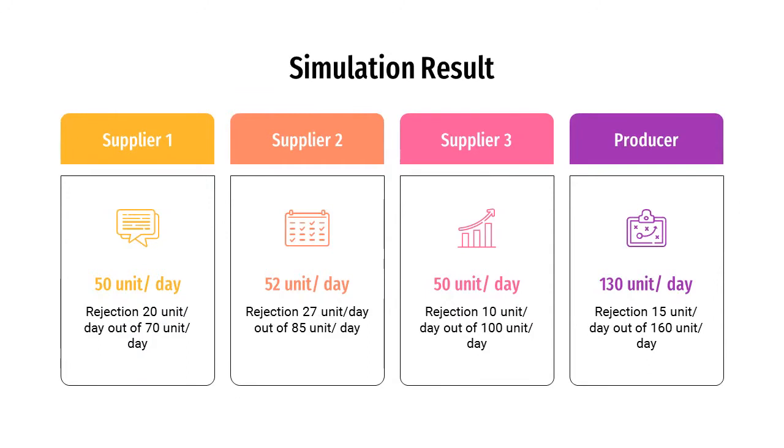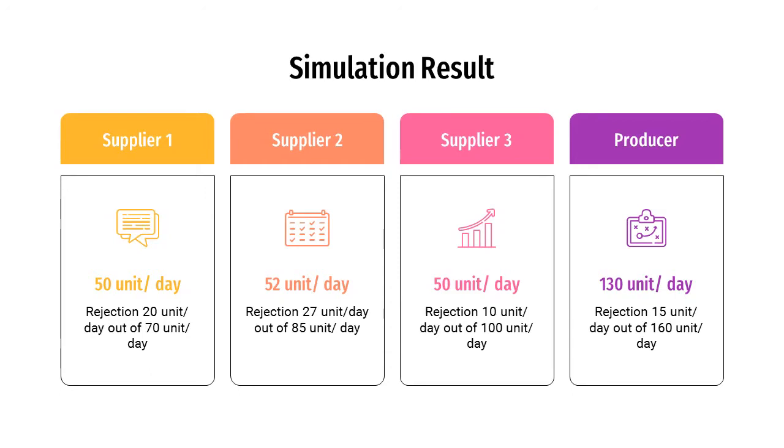After random numbers were generated, we executed them with simulation. The simulation result varied from supplier 1, supplier 2, and supplier 3. We found that in supplier 1, 50 units per day resulted, but rejection consists of 20 units per day out of 70 units per day. In supplier 2, we found that the average production goes to 52 units per day, and rejection results in 27 units per day out of 25 units per day. For supplier 3, we found that 50 units per day were produced, and the rejection goes to 10 units per day out of 100 units per day.